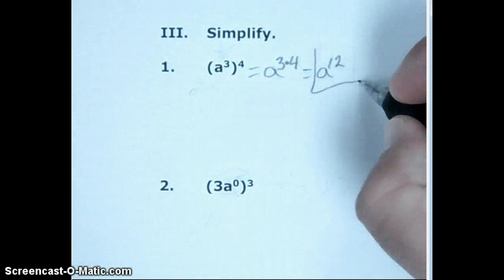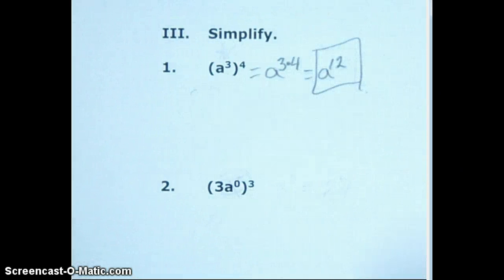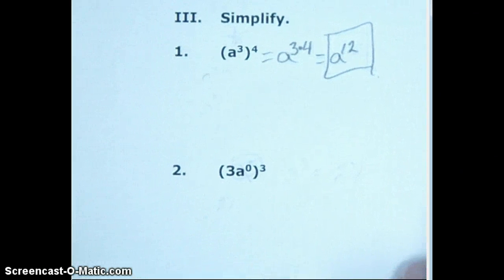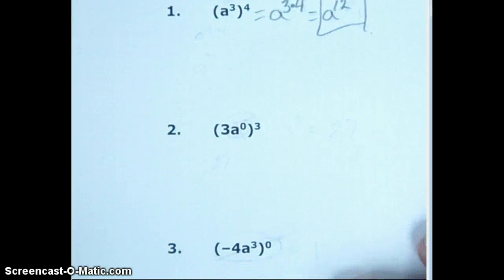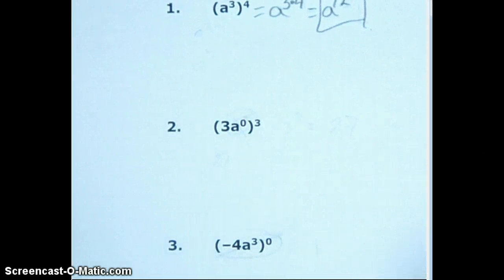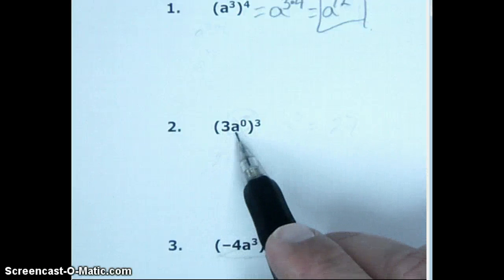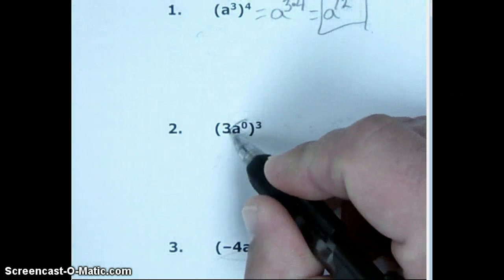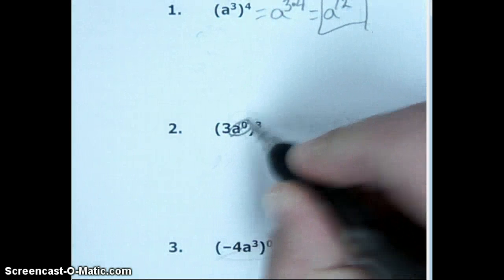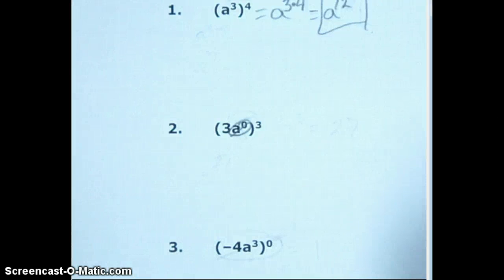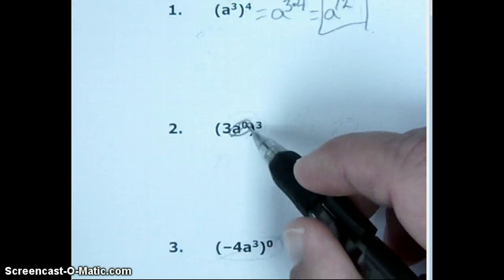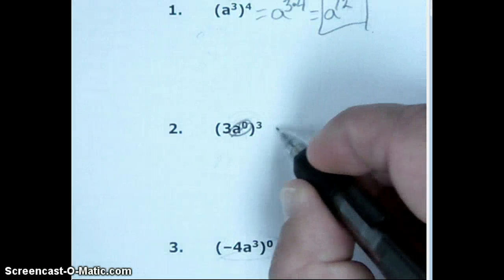Now, where it sometimes gets tricky is when you have more than one thing inside the parentheses. Alright? So like in this parenthesis, I have a 3 inside there, and I have an a to the 0 power. Well, this one's not too bad because I know that a to the 0 power reduces to 1, or simplifies to 1. So that's really not even there. We really just have a 3 to the third power.